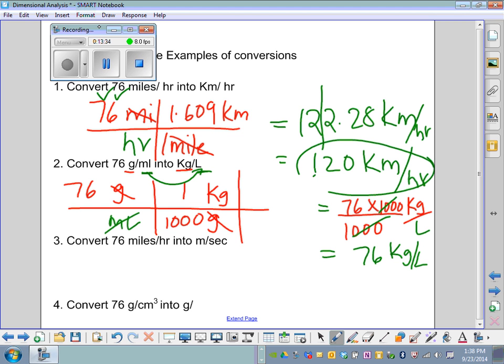Milliliters is in the bottom. Where should I put milliliters so that I can cancel it? It's in the denominator, so I need to put it in the top. Is that right? I need to convert milliliters to what unit? Liters. So I put liters in the bottom now. What's the conversion factor between milliliters and liters?